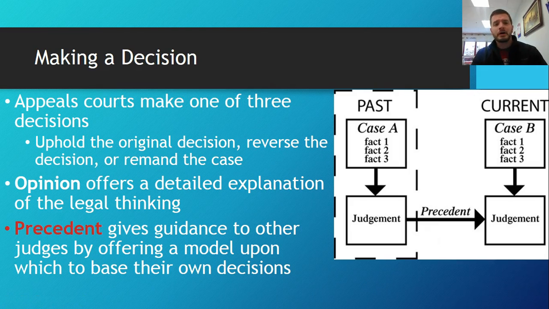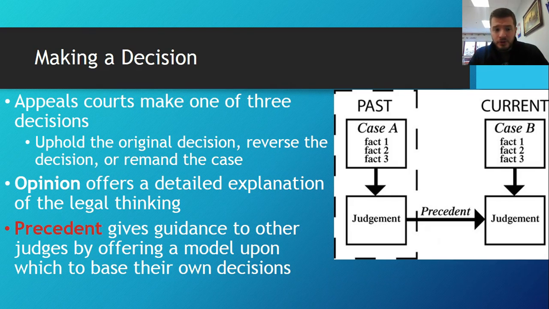I wanted to make sure that we understood the decision-making part of the appeals court and what actually happens in that court. Appeals courts can make one of 3 decisions. First of all, they can uphold the original decision, they can reverse the original decision, or they can remand the case. I want you to add something for me right here. Draw an arrow off of the word remand. That means send back down. So they send the case back down to the lower court to be tried again.